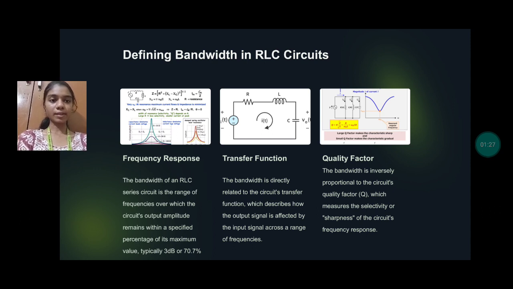The bandwidth is directly related to the circuit's transfer function, which describes how the output signal is affected by the input signal across a range of frequencies. The bandwidth is inversely proportional to the circuit's quality factor, which measures the selectivity or sharpness of the circuit's frequency response.